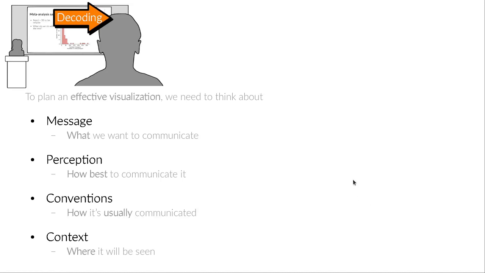So now we've finished part 1 of Intro to Data Visualization, where we considered what we need to consider about how people decode visualizations. We need to know what we want to communicate, how best to communicate it, how it's usually communicated, and where it will be seen. In the next lecture, we'll discuss how to encode figures that follow these principles. And that is it.